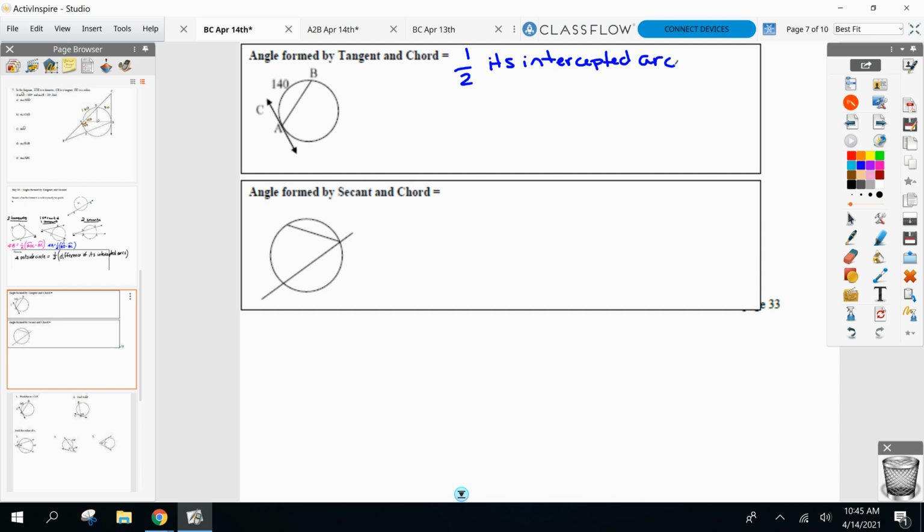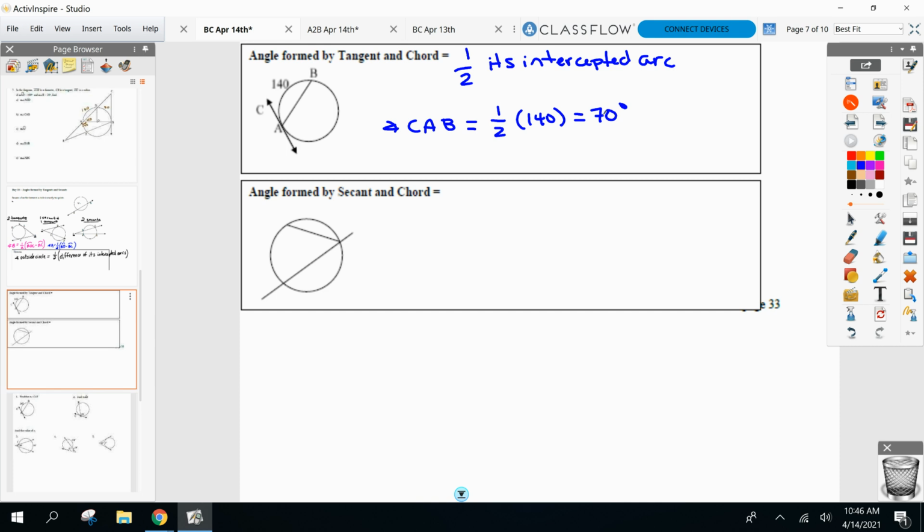Okay, half its intercepted arc. What angle are we talking about? We could be talking about either one. I'm going to talk about angle CAB, but I could be talking about BA on the other side. I just don't have another letter for it. So if you wanted to find angle CAB, you take half its arc measure. Chord and tangent. 70 degrees. A little tweener angle if you want to use the street lingo. Not inside, not outside.